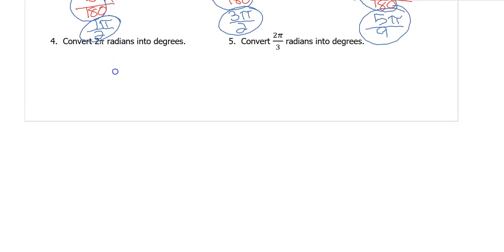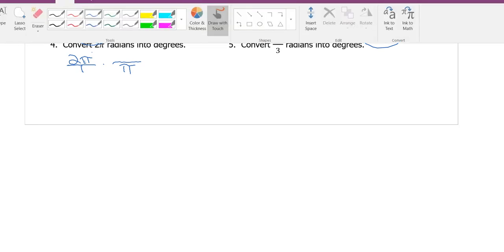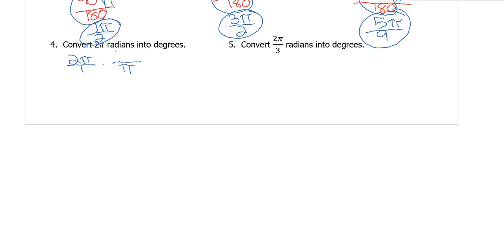All right, looking at number 4, convert 2 pi radians into degrees. So now I'm starting with my radians. So again, this isn't a fraction, so I'm going to put 2 pi over 1. Now, I want my pi on bottom. Before I wanted the degrees to cancel out, now I want the pi's to cancel out. Okay? Then the 180 degrees goes in my numerator.